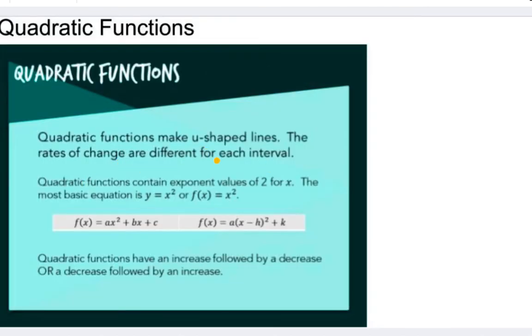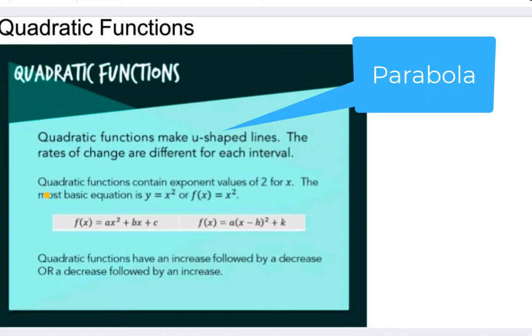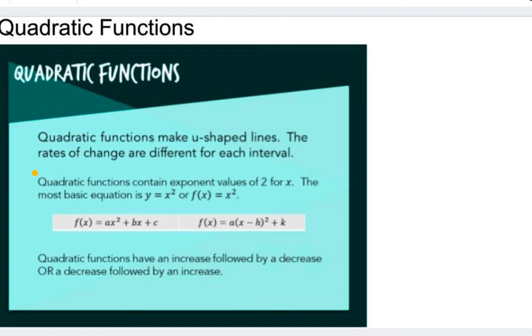Quadratic functions make kind of a U-shape. Okay, this is called a parabola. It's not actually a letter U, it's a parabola. It can be fat, skinny, upside down, right side up. You must always have an exponent of 2 for x, so it's always going to be x squared. The most basic parent function is y equals x squared, or f of x equals x squared.